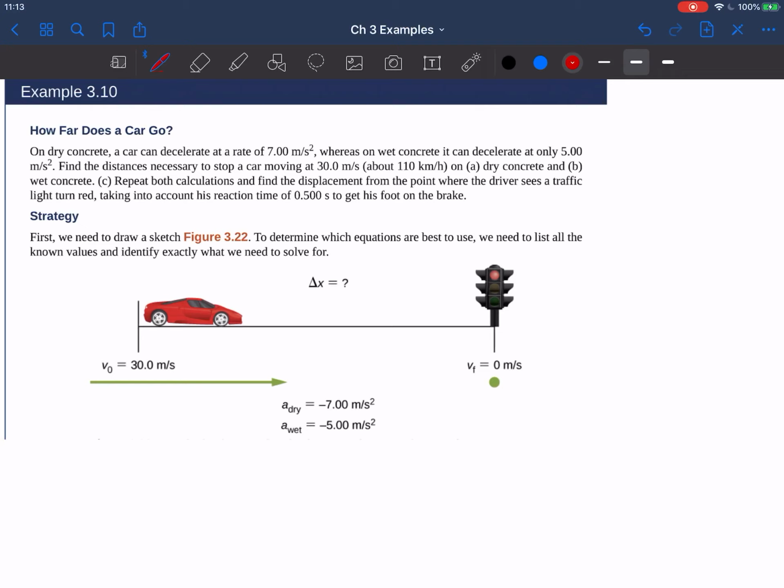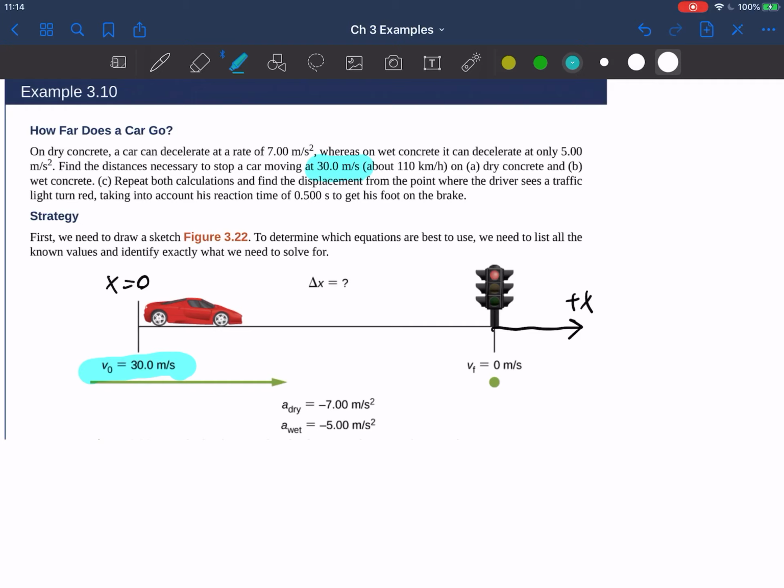Fortunately, they've drawn us a nice picture already. This is the type of picture that would be helpful for you to draw in solving any problem. They've drawn for us an initial position of the car at x equals 0, and a horizontal line to represent the plus x axis. At time equals 0, when we're at x equals 0, we have some initial velocity equal to 30 meters per second, labeled with proper notation: v sub 0, meaning your velocity at time equals 0, is equal to 30 meters per second.